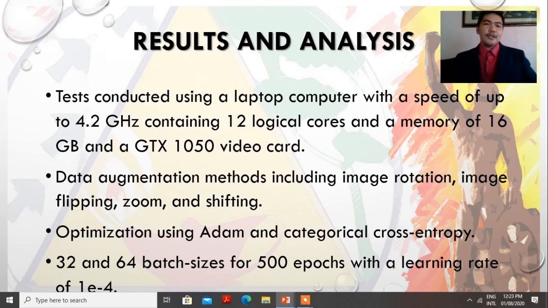For the optimization of our model, we use the Adam and the categorical cross entropy. For the batch size, we have used 32 and 64 batch size for 500 epochs for all the models.